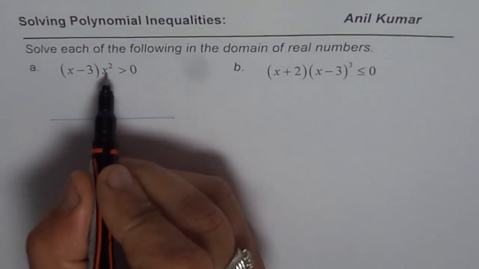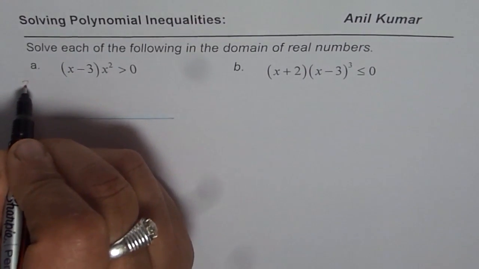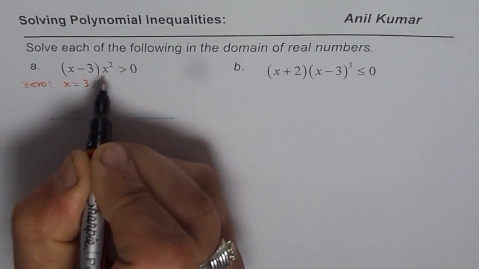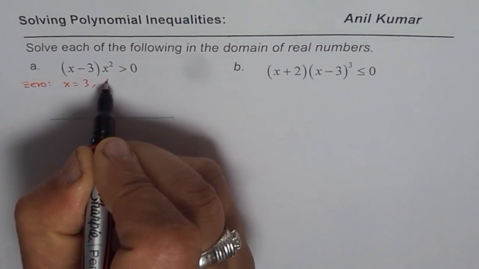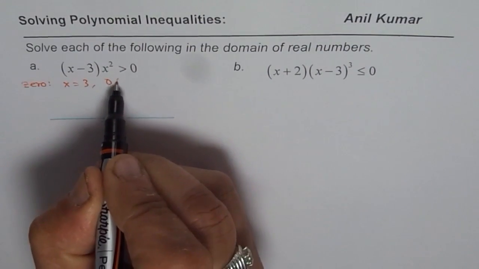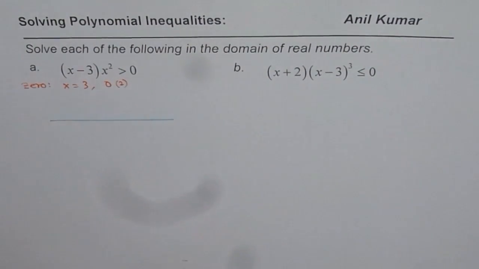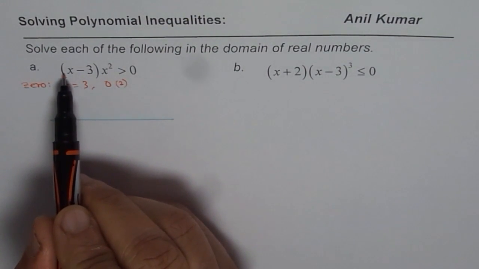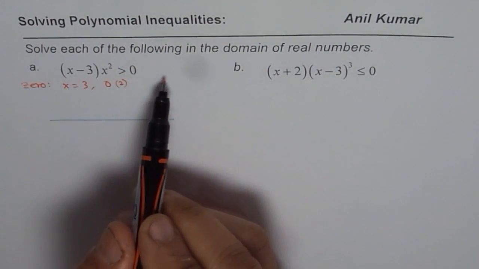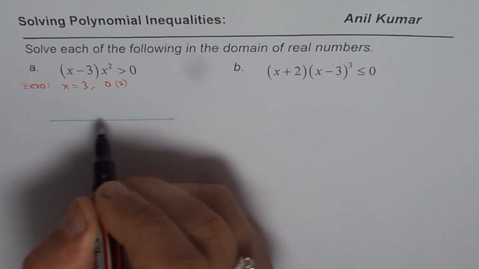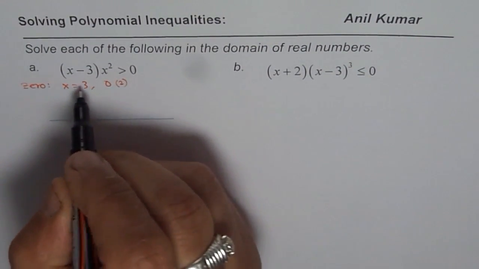We'll have two zeros here. One of the zeros is at x equals 3, and the other one is at x equals 0, right? And this zero is of order 2. This is linear. Now from polynomials we know the leading coefficient is positive, and therefore the right side is up, right? So if you see, we have right side up.